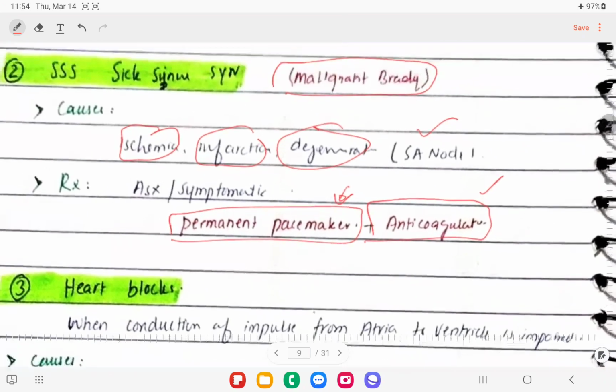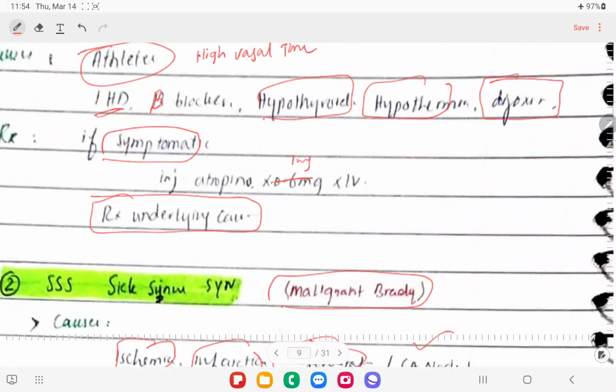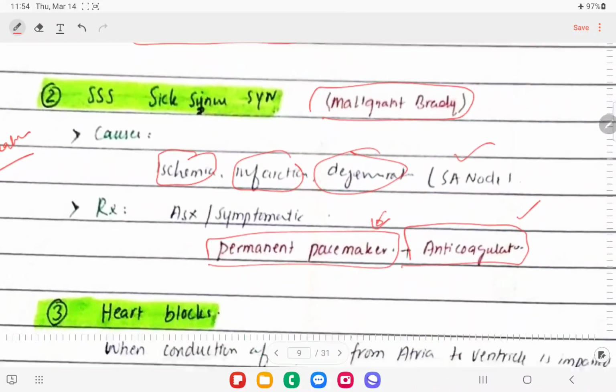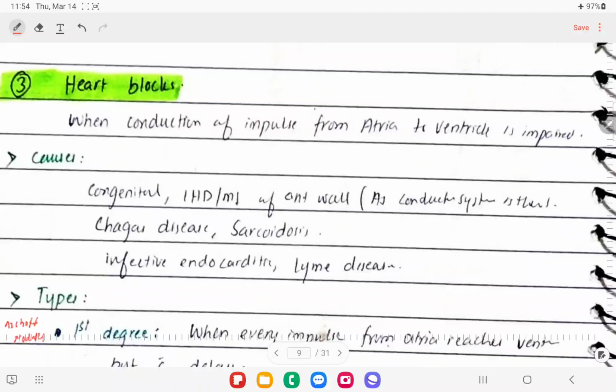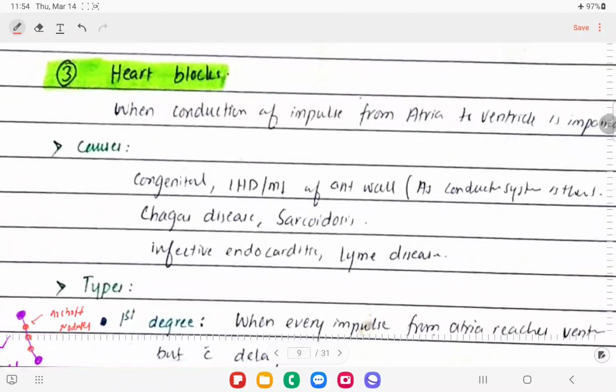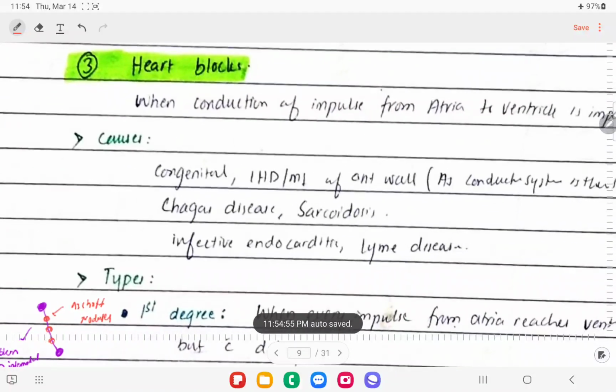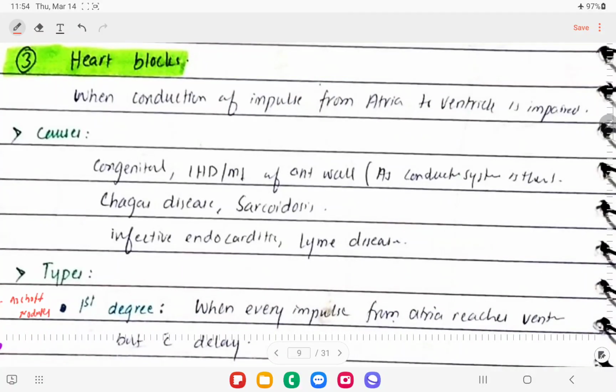All right, so that's all about sick sinus syndrome and sinus bradycardia. The next condition is heart block. So let's talk about heart blocks. When conduction of the impulse from the atria to the ventricle is impaired, that's how we're going to define heart block.